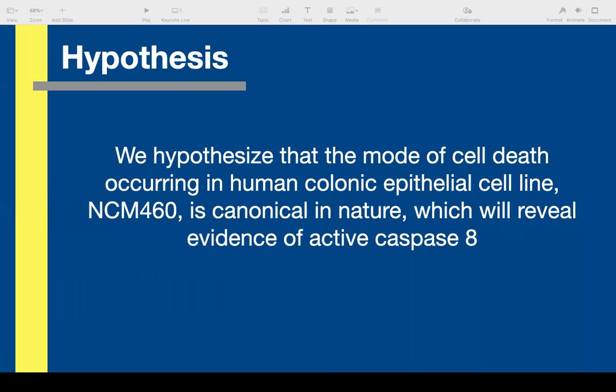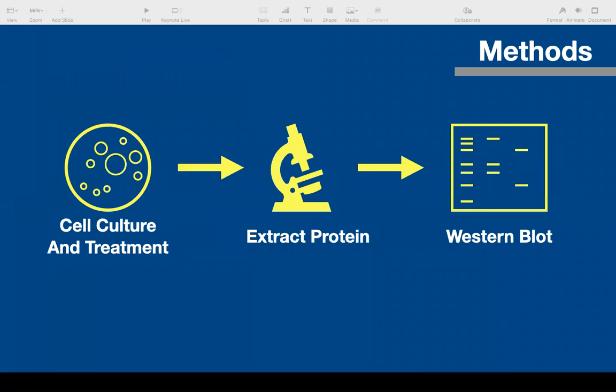For this study, we hypothesized that a mode of cell death occurring in human colonic epithelial cell line NCM460 is canonical in nature, which will reveal evidence of active caspase 8. In order to conduct this experiment, we used standard culturing techniques with M3 Base A media on our NCM460 cells. Cells were treated with 0.5 and 1 micrograms of HD5.